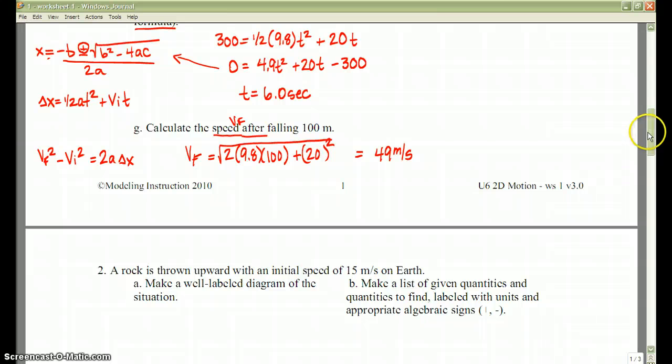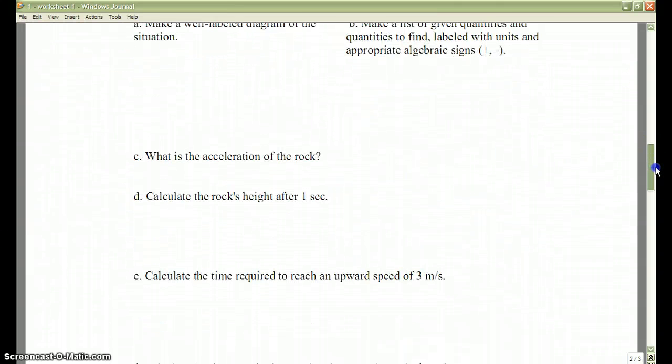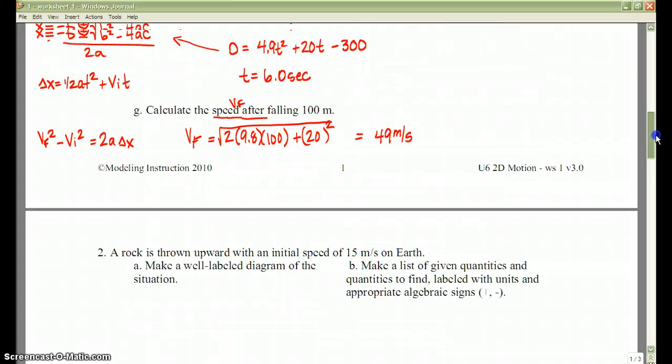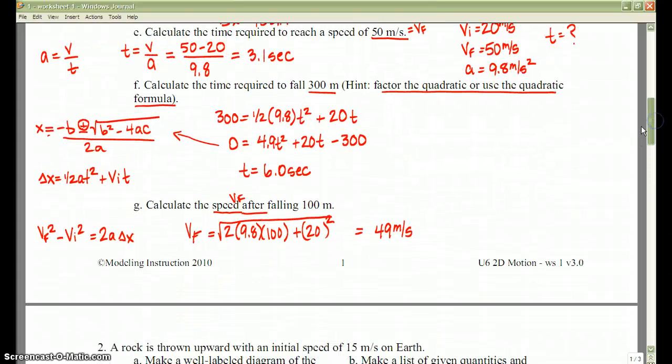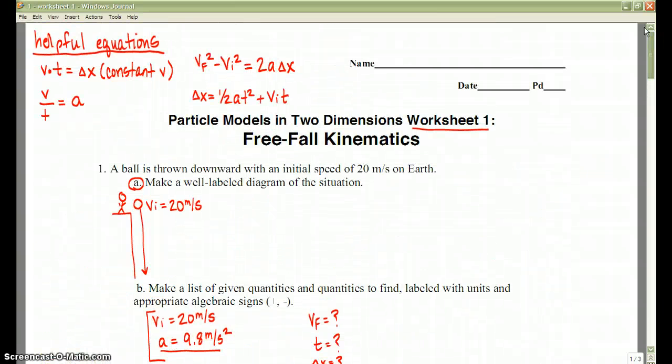Alright, so you have 2 more problems. Hopefully working through this first one will help you see how we've used these equations again, because I know it's been a little while since we've used some of them. On the top of your worksheet, write down those helpful equations and think about what variables you have and how you can plug them into these problems.